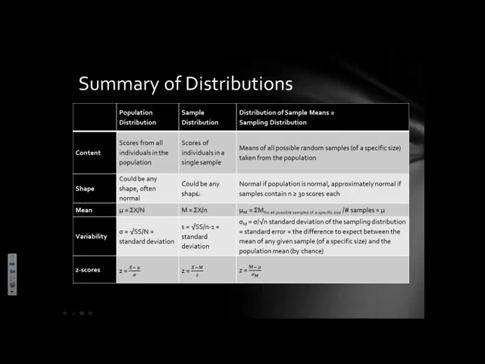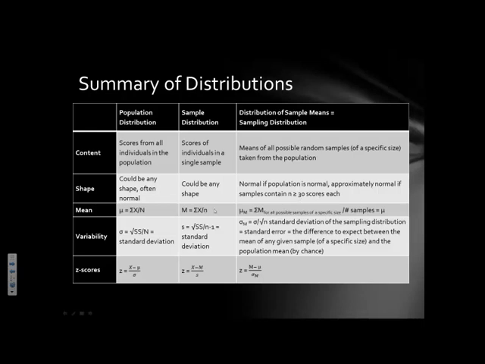The sample distribution can be any shape, especially if you have a smaller sample. It's easier to get skewed data that doesn't represent the normality in the population. Then the sampling distribution, remember, is always normal if the population is normal. And even if the population distribution isn't normal, the sampling distribution will be pretty close to normal as long as you have 30 or more people in your sample, or scores in your data set.